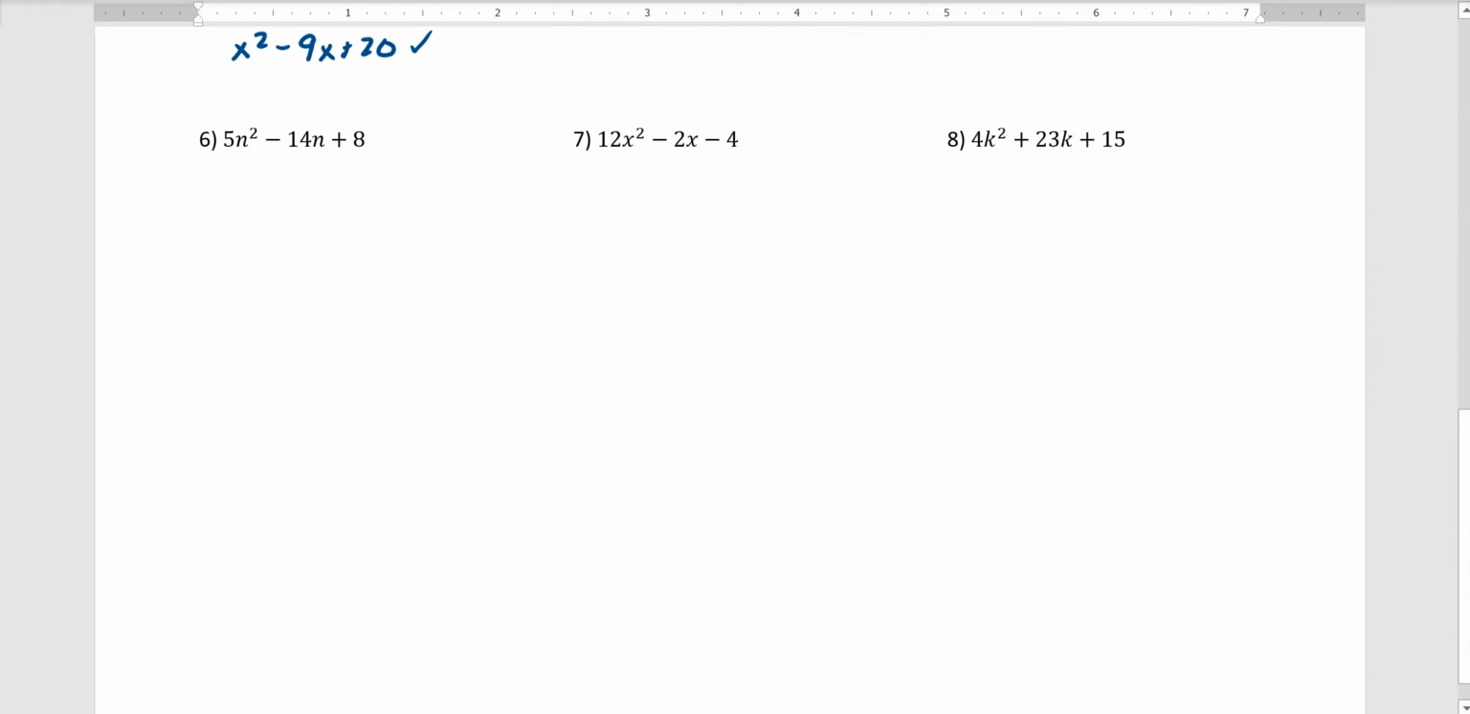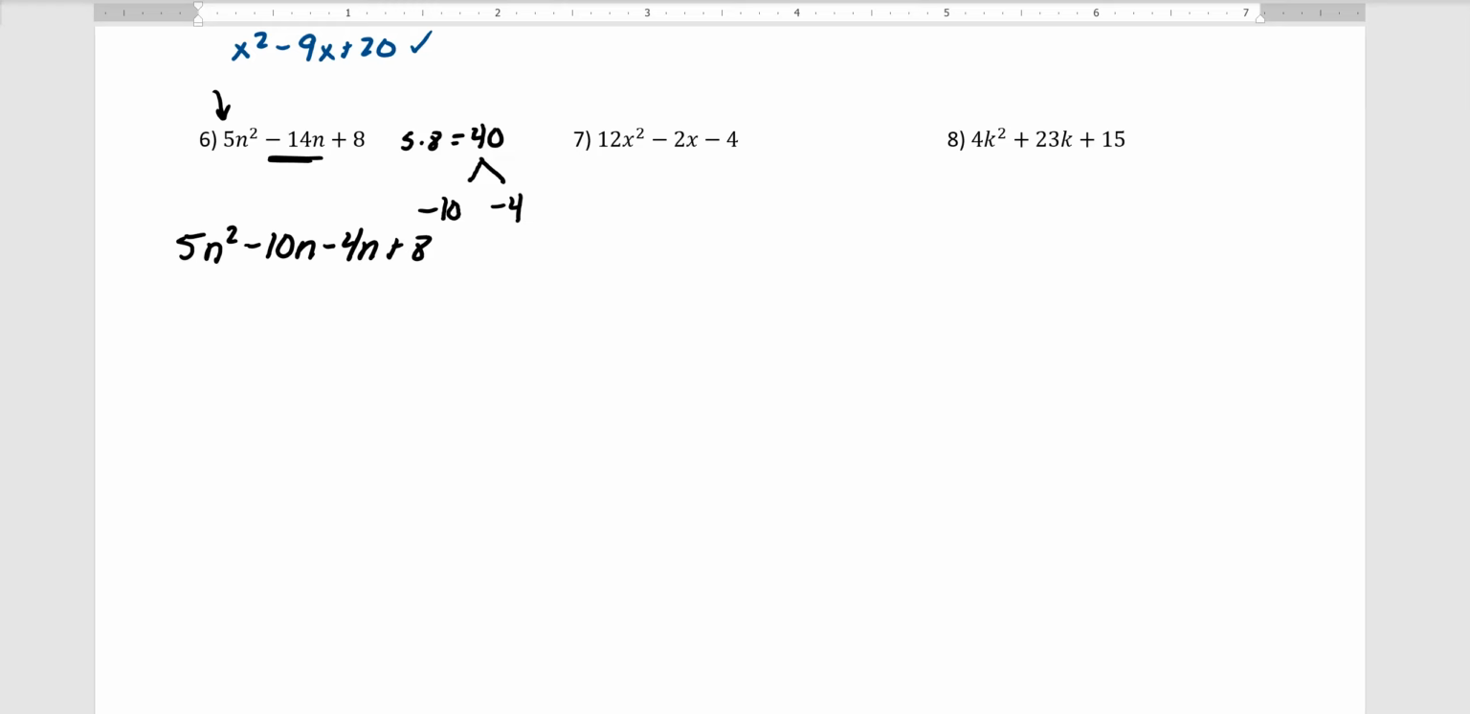So let's see what we have here with number 6. This time our leading coefficient is not 1. So this is when we use the AC method, right? So I'd say 5 times 8, a times c, that gives me 40. I need two numbers that multiply to 40 but add up to negative 14. Well, that would be negative 10 and negative 4. Negative 10 times negative 4 is 40. Negative 10 plus negative 4 is negative 14. Now we rewrite. So 5n squared minus 10n minus 4n plus 8.